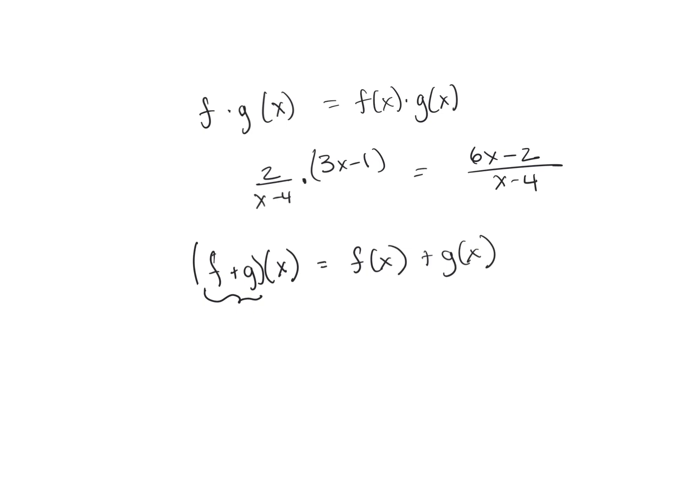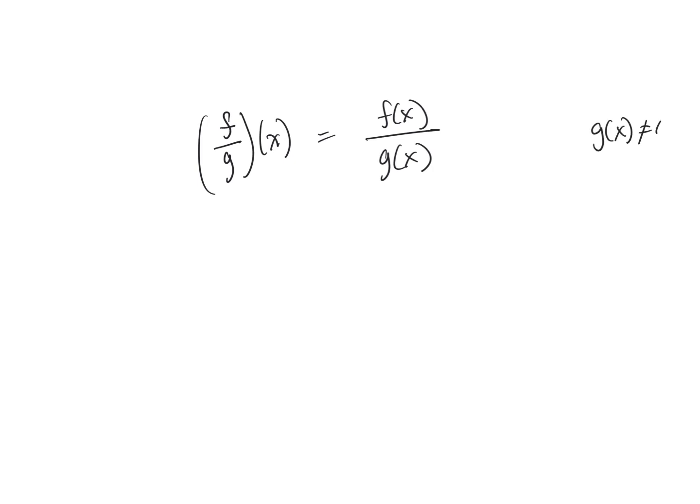And multiplying, and then dividing is exactly how you would want it. If you have f over g of x, that's just taking f of x, dividing it by g of x, as long as g of x is not equal to 0. If g of x is equal to 0, then the whole thing blows up, obviously. So in our case, f of x was 2 over x minus 4, divided by 3x minus 1. Okay, so if I want to simplify this, remember that we're just dividing fractions, which is the same as invert and multiplying.